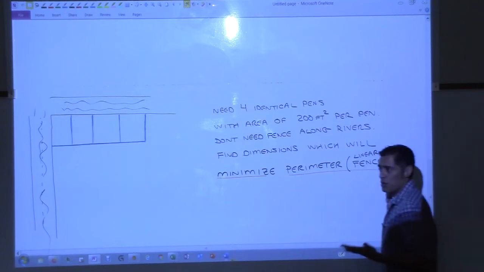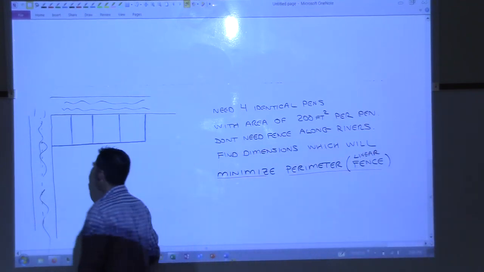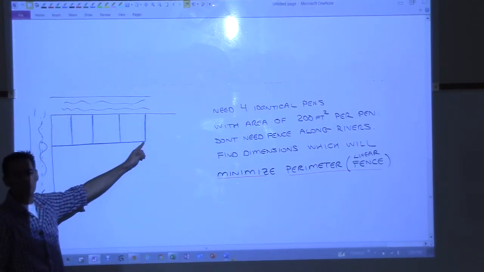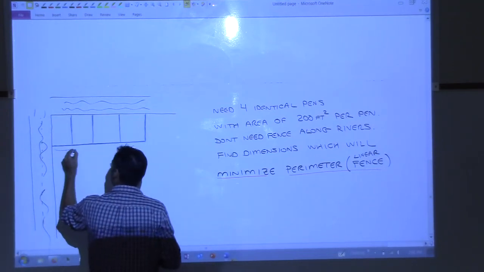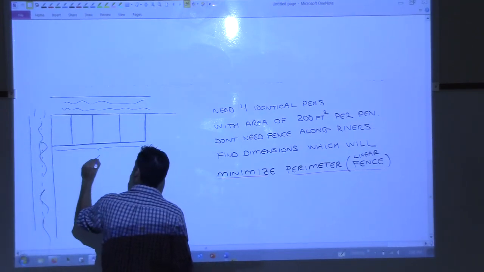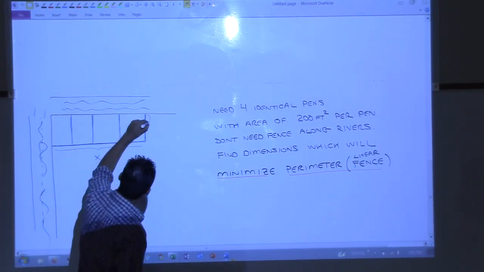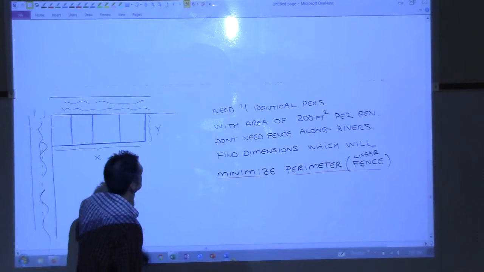Sort of equation for it. So can we talk about that? How much fence we're going to use? Well, how much fence will we use from here to here? We don't know, right? Let's call it x. Let's call the distance from here x, right? And then we can call the distance from here to here what? Y, right?